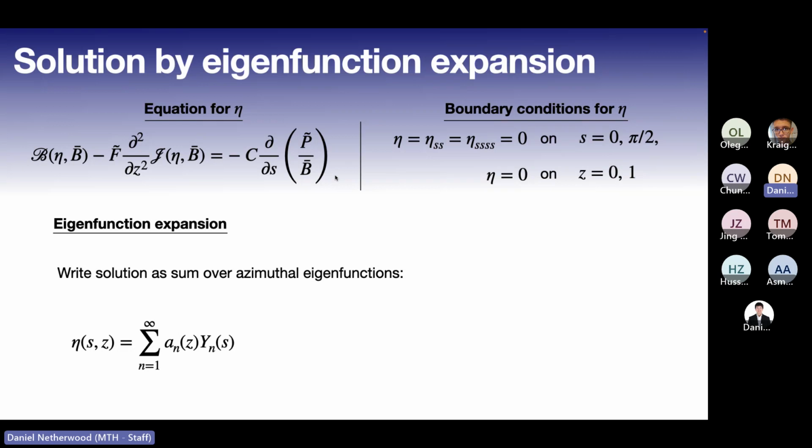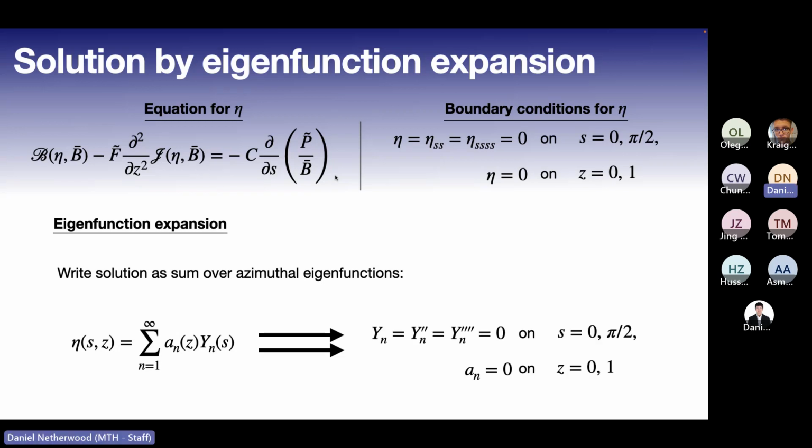At the moment, I haven't convinced you yet that this sum is going to converge. Maybe I won't in the talk, but I'm going to try to at least tell you that it will. If you do write a solution like this, then the boundary conditions on eta transfer across to two boundary conditions on the axial mode a_n at the two ends of the tube, and you've also got the periodic conditions on the eigenfunctions Y_n.